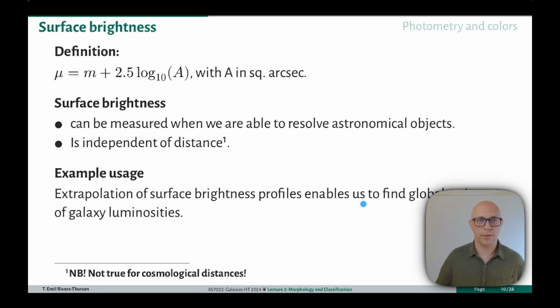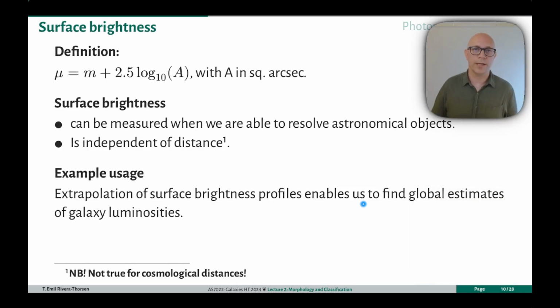Finally, we also have a term that we call the surface brightness. The surface brightness is defined as, basically, a measure of the flux per angular area of the object that we're looking at. So whereas the flux density was relative to the area of our detector, surface brightness is relative to the apparent angular area of the object that we're looking at.